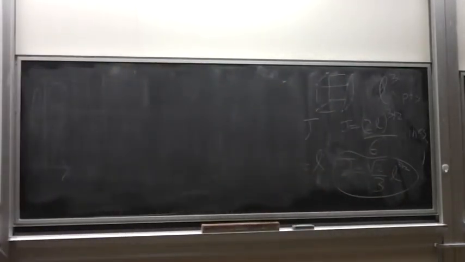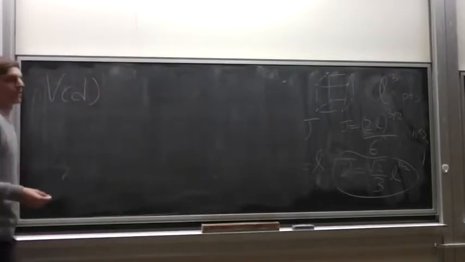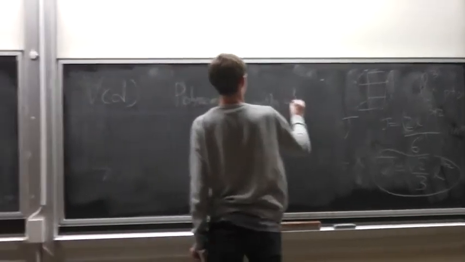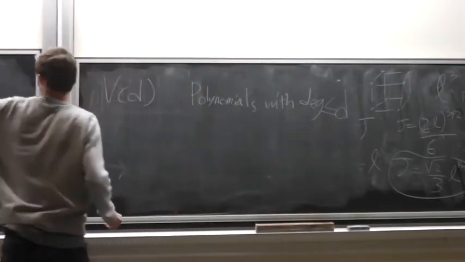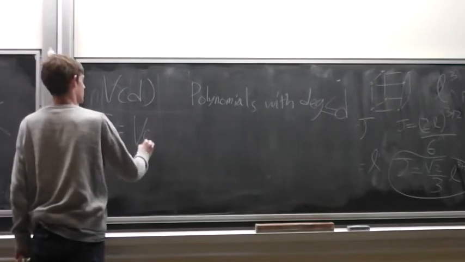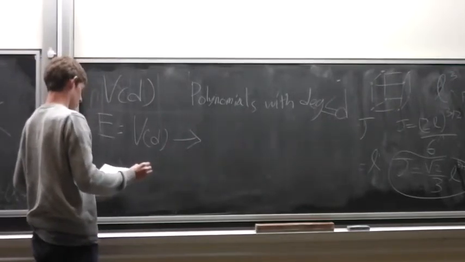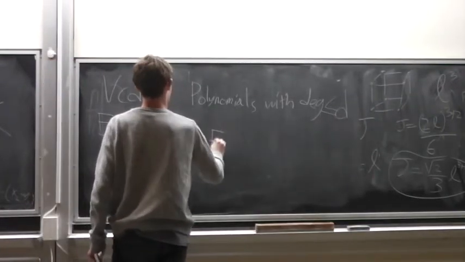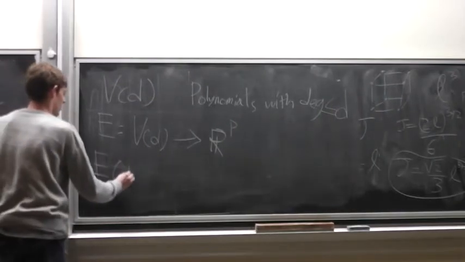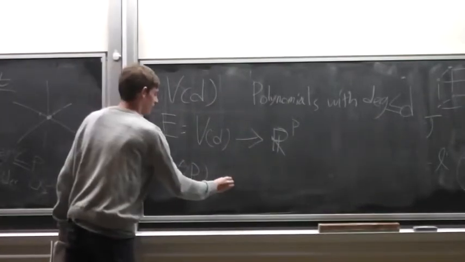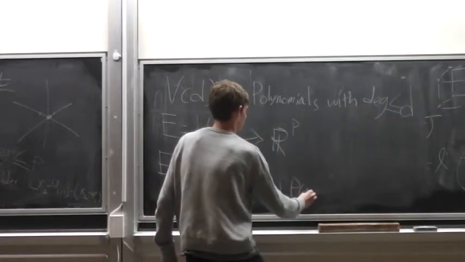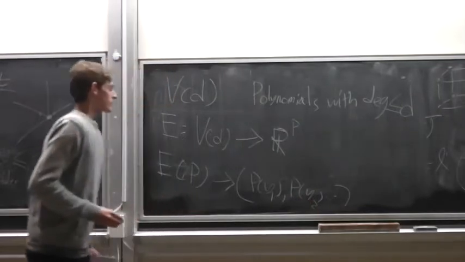So we're going to consider the vector space V of D of polynomials with degree at most d over R. And we're going to consider the following map from V of D to R to the p, not R to the k, and this is a little subtle. What this map does is you plug in a polynomial of degree at most d, and it spits out the p-tuple of points. That's just what you get when you plug in the first point, the second point, and so on. And so this map is a linear map.